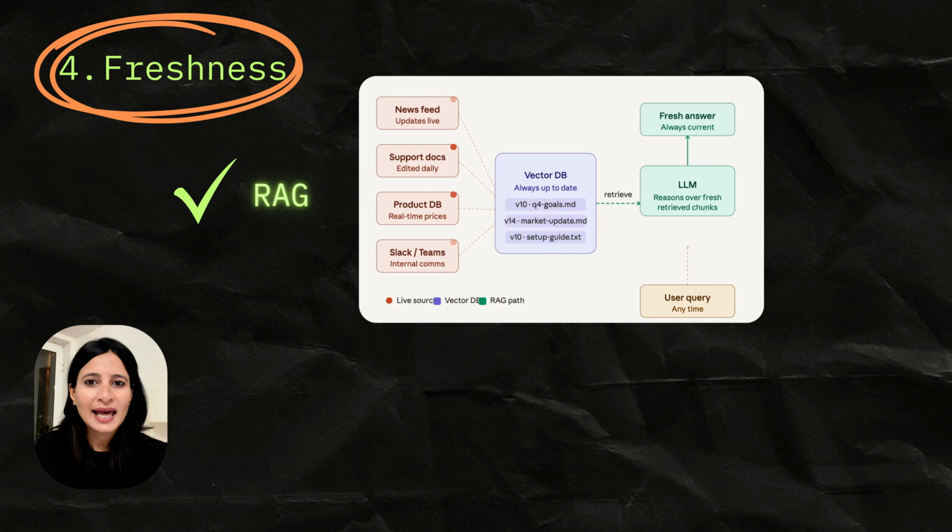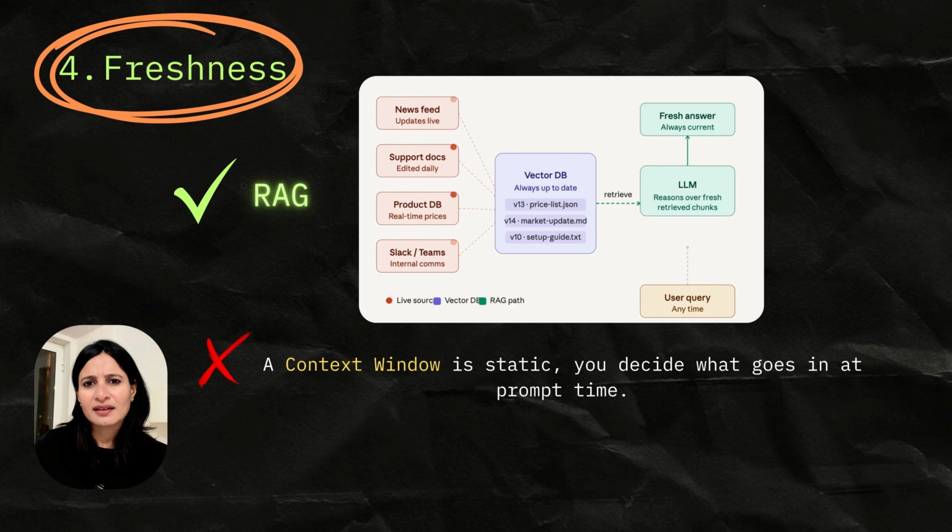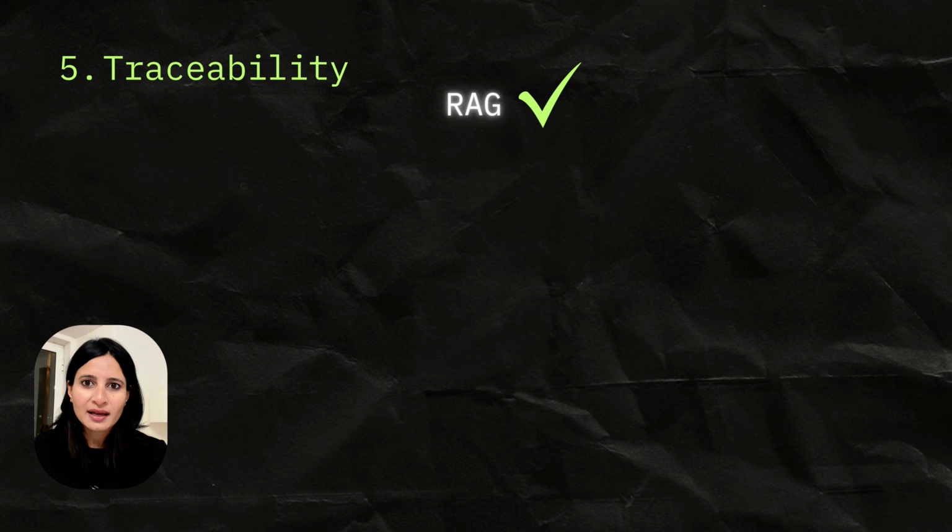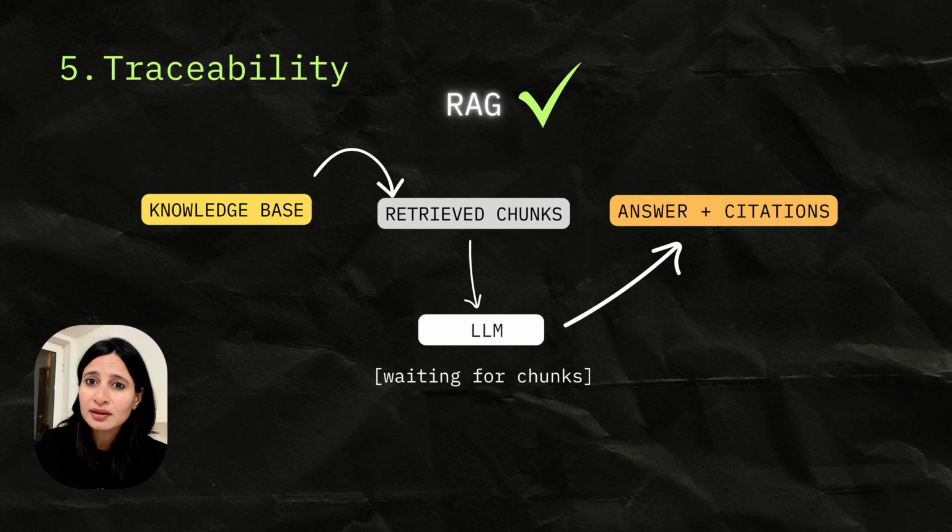Now what about freshness? RAG can pull from a live updating knowledge base. A context window is static. You decide what goes in at the prompt time. And the last one is traceability. With RAG, you know exactly which chunk the model used to generate an answer. You can show citations. That matters a lot for trust in enterprise products.